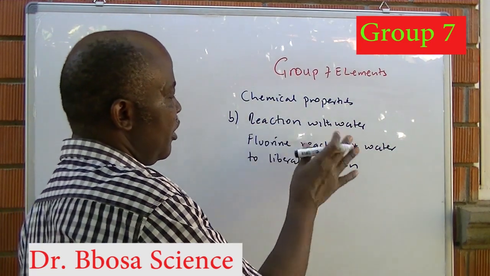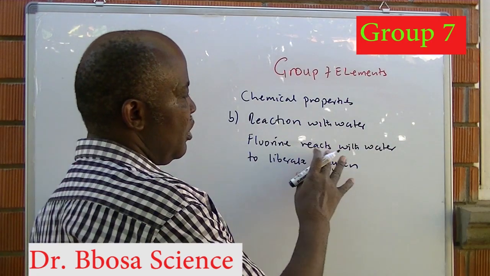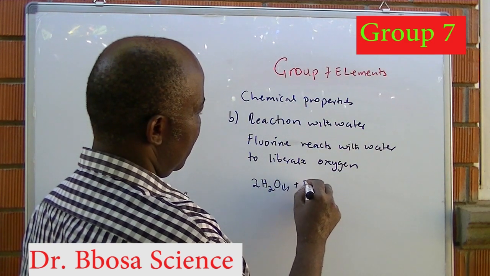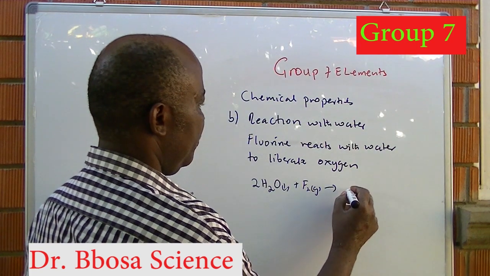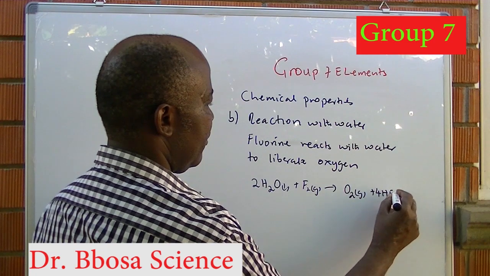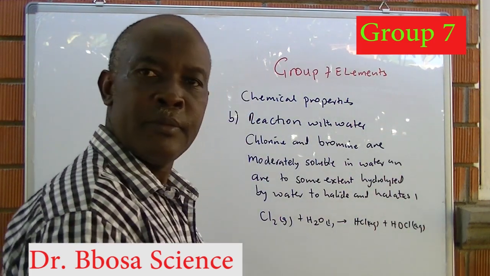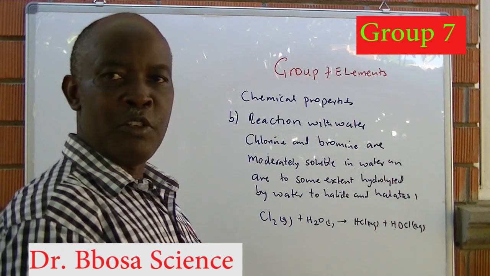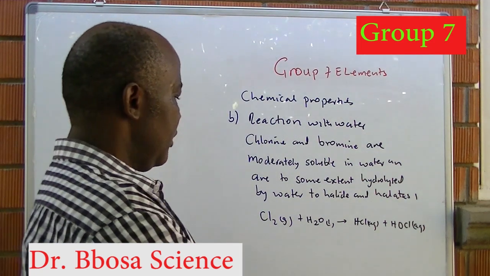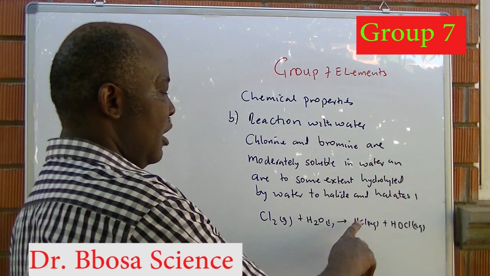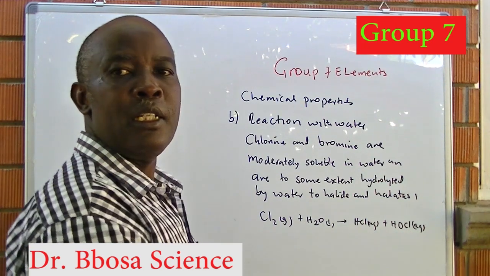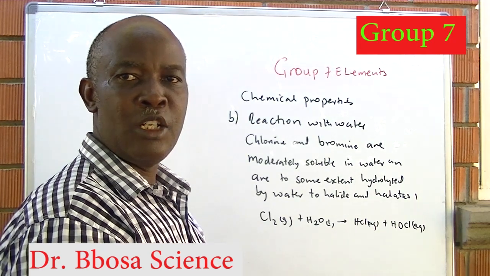B, reaction with water. Fluorine reacts with water to liberate oxygen. Water plus fluorine will give you oxygen gas plus hydrogen fluoride aqueous. Chlorine and bromine are moderately soluble in water, and to some extent they are hydrolyzed by water to halide and halate(I). Chlorine plus water will give you hydrochloric acid and chloric(I) acid. The oxidation state of chlorine here is positive one. That's why we call it chloric(I) acid.